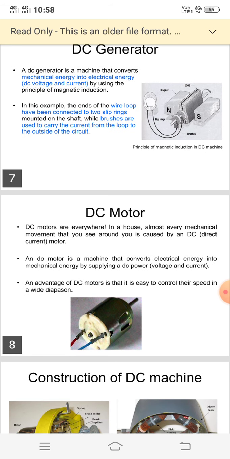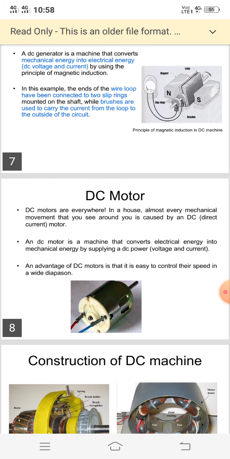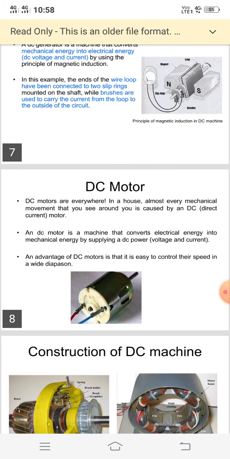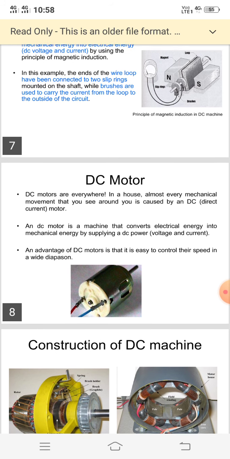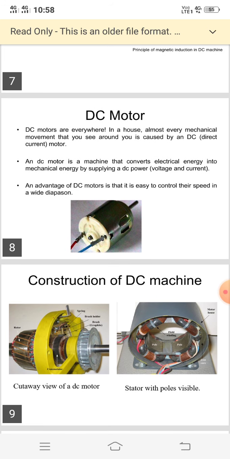Next, we move on to the DC motor. DC motors are the most used in household appliances. This DC motor receives electrical supply, which is converted into mechanical energy, in the manner of speed controlling.